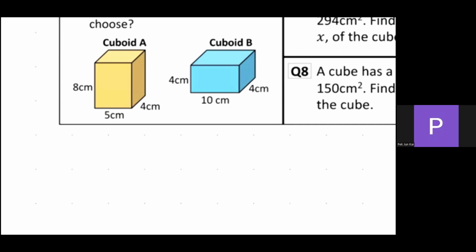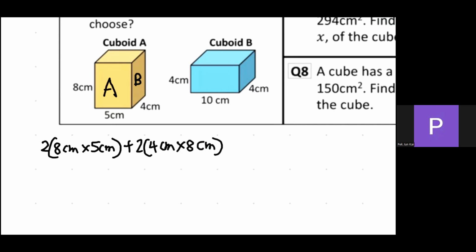So for cuboid A, we could take 2 times 8 cm times 5 cm, which is this. And for the back side of it, so plus B, which is 4 cm, 2 times 4 cm times 8 cm, plus C, which is 5 cm times 4 cm. So the total surface area of cuboid A would be 184 cm squared.